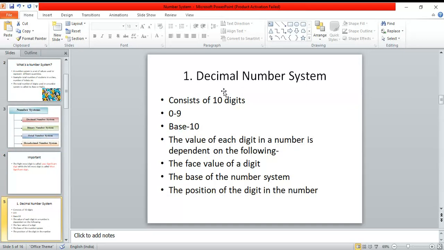Decimal number system. It consists of 10 digits from 0 to 9, and the base is 10. The value of each digit in a number is dependent on the following: the face value of a digit, the base of the number system, and the position of the digit in the number.